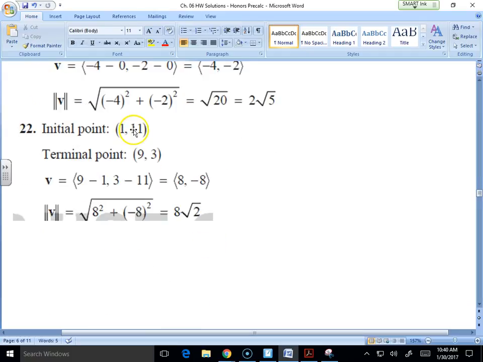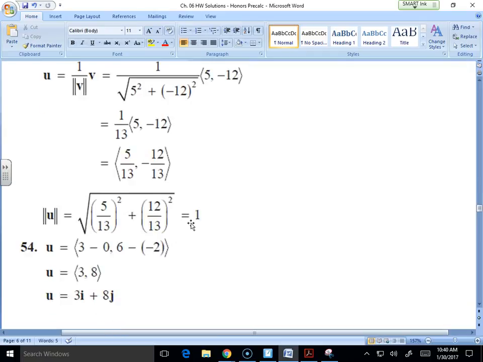Number 22, initial point, boom. Terminal point, boom. Components and magnitude. We know how to simplify radicals, right, cool kids? Right. Thinking algebra teacher. Keep going.